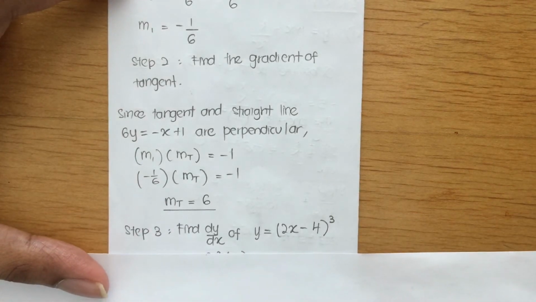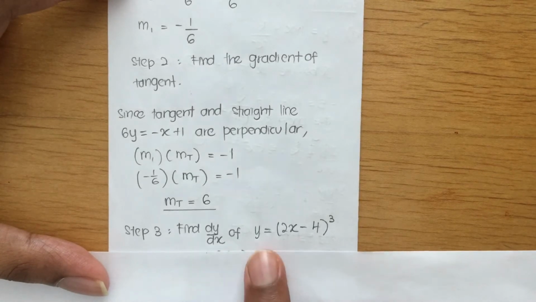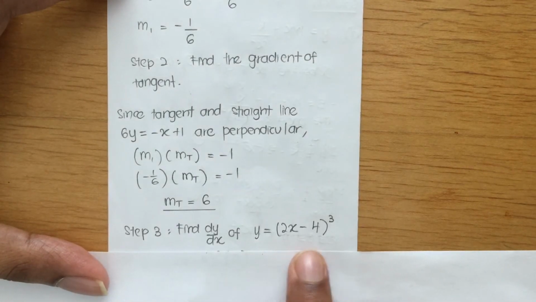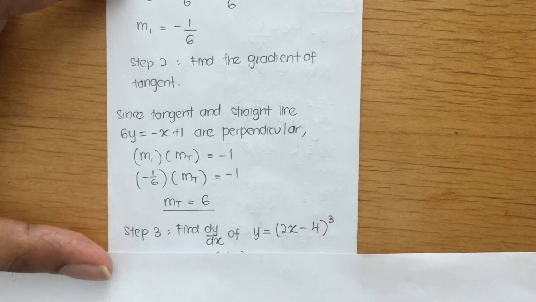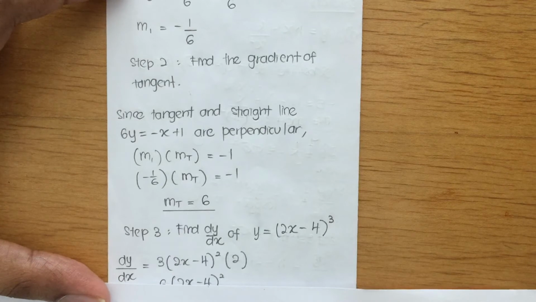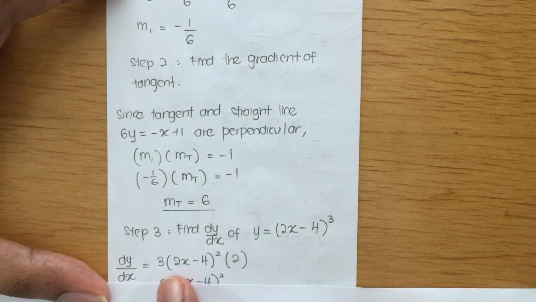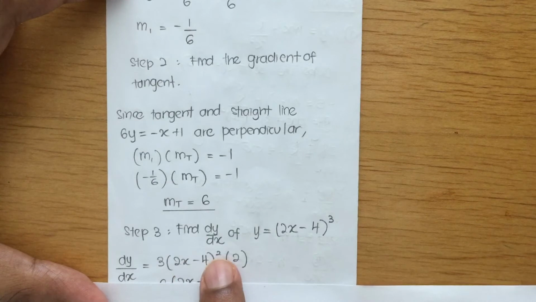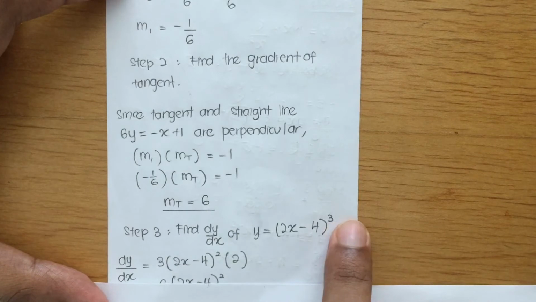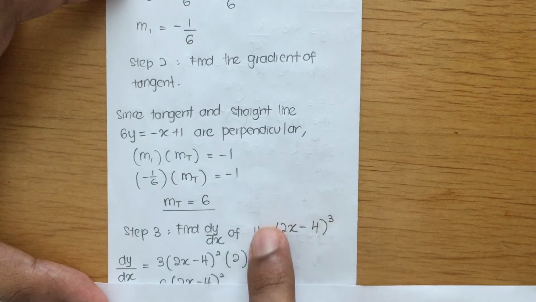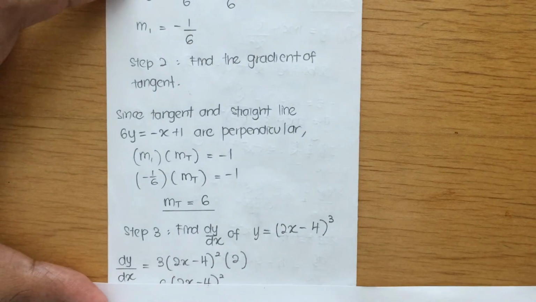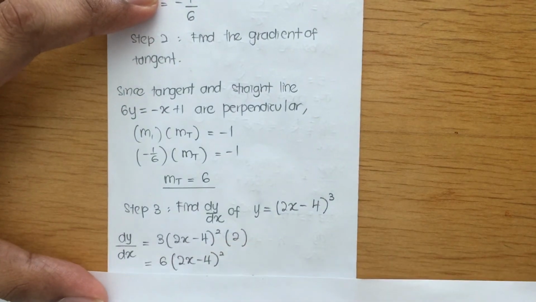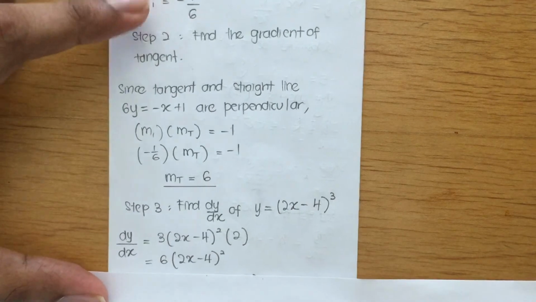For the third step, we're going to find dy/dx of y equals (2x minus 4) to the power of 3. From here we get dy/dx equals 3 in the bracket (2x minus 4) squared times 2. This 2 is the differentiation inside the bracket. The power you minus 1, so 3 minus 1 gives 2, and the 3 you multiply in front, that's how you get the 3 in front. So 3 times 2, you get 6 in a bracket (2x minus 4) squared.